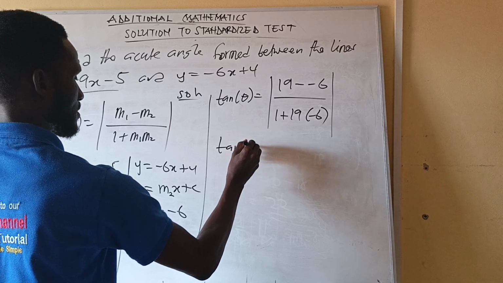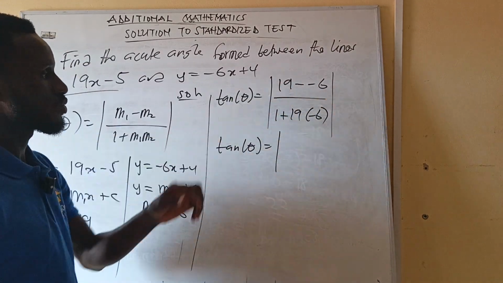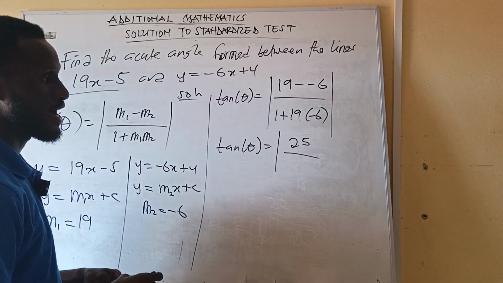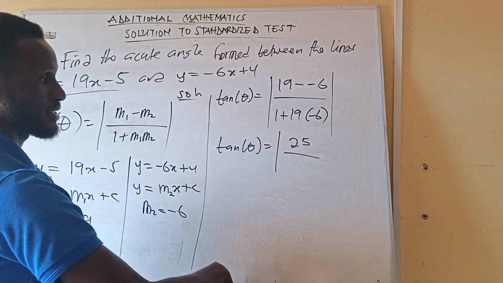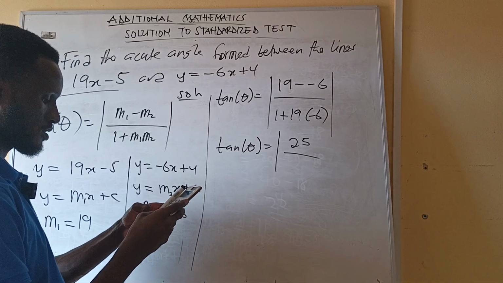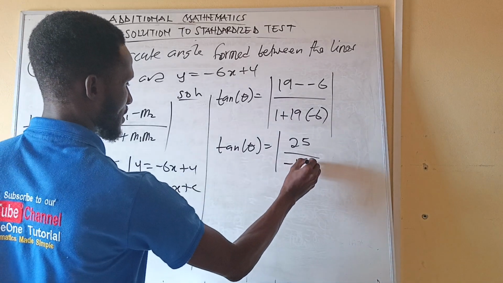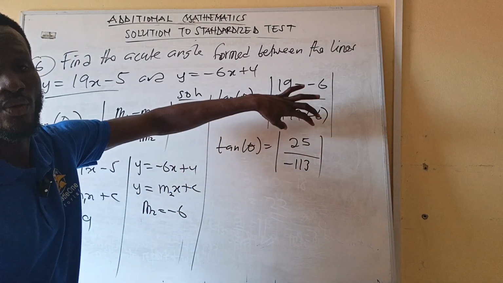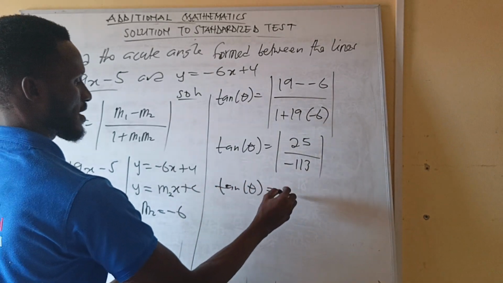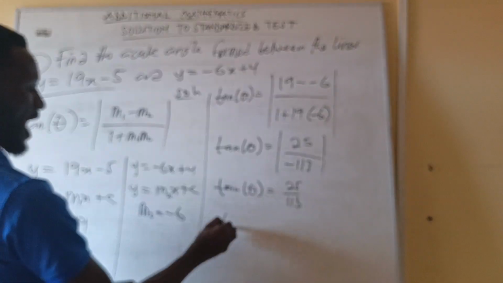Now at this point, you simplify. This is 19 plus 6, which gives us 25. Then 19 times negative 6 gives us negative 114... negative 113 in the video. Don't forget the absolute value applies only to negative numbers. So tan theta will give us 25 divided by 113. The absolute of a negative number is a positive number. You get it?